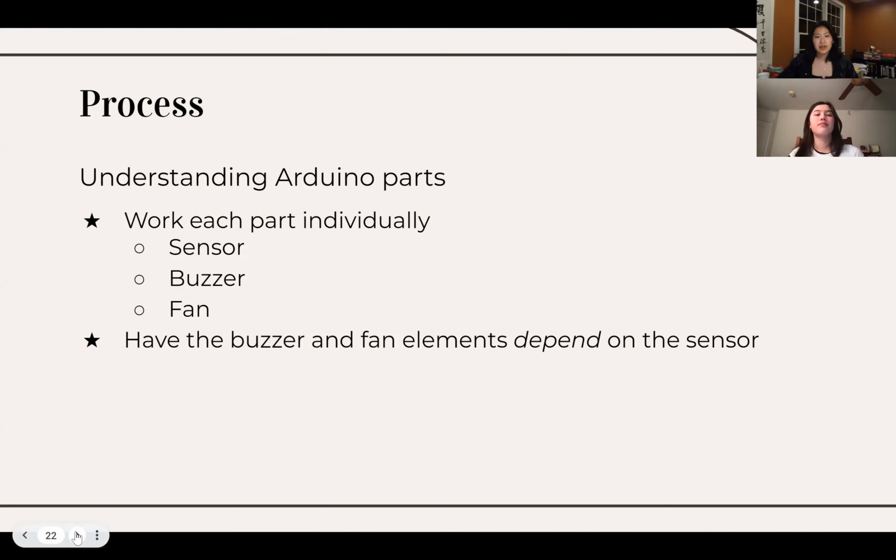So in terms of testing and refinement, we really wanted to understand the Arduino parts we were using. We used a sensor, which is an MQ7 carbon monoxide sensor, a buzzer, which was an active buzzer, and a fan and its motor, which were 5-volt. We really wanted to make sure all of these worked individually before we put them together to work in tandem. And we wanted the buzzer and fan to depend on the sensor so that they all work as fast as possible.